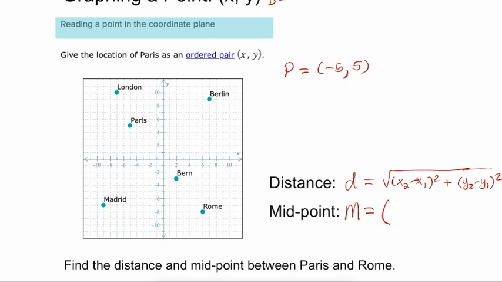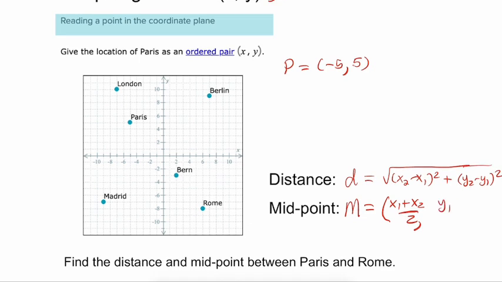Midpoint is, think about the halfway point of the x's and the halfway point of the y's. The halfway point between two things is the average of those things. So it is x1 plus x2 divided by 2, half of the x's, or average of the x's, and then average the y. So it's y1 plus y2, not squared, over 2. x1 plus x2 over 2, and y1 plus y2 over 2. Just the average of the x's. That's your new x. Average of the y's. It's your new y.